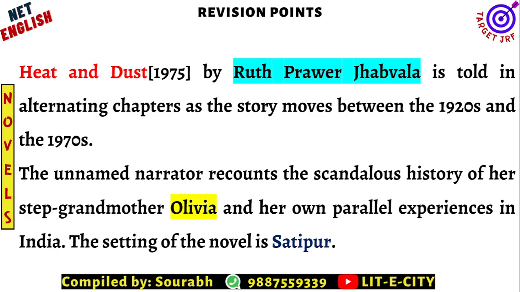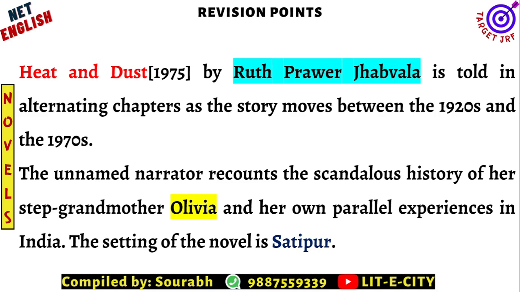Heat and Dust, published in 1975 by Ruth Prawer Jhabvala, is told in alternating chapters. The story moves between two periods. One is that of 1920 and the second is of the 1970s. Now, these two time frames basically belong to two different generations.